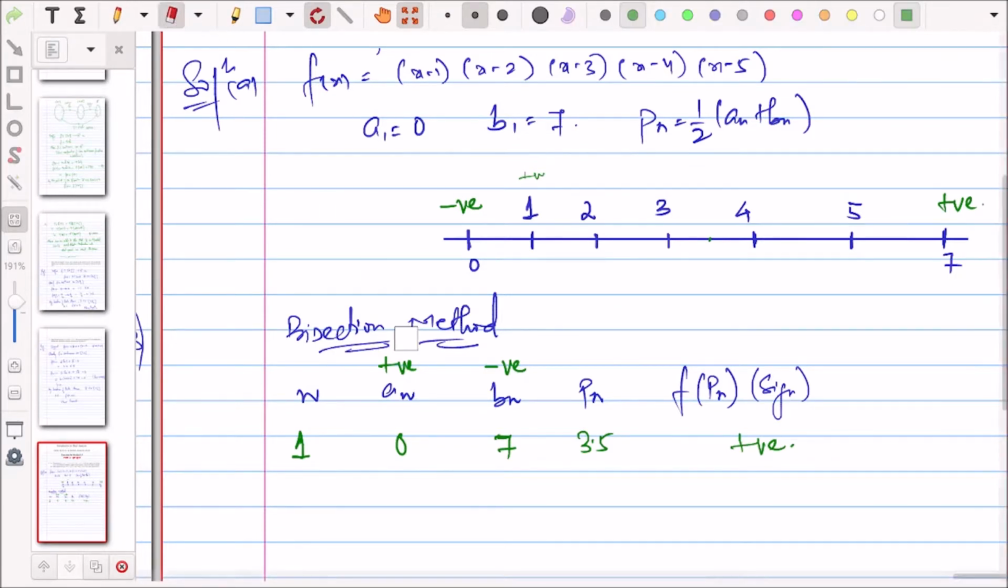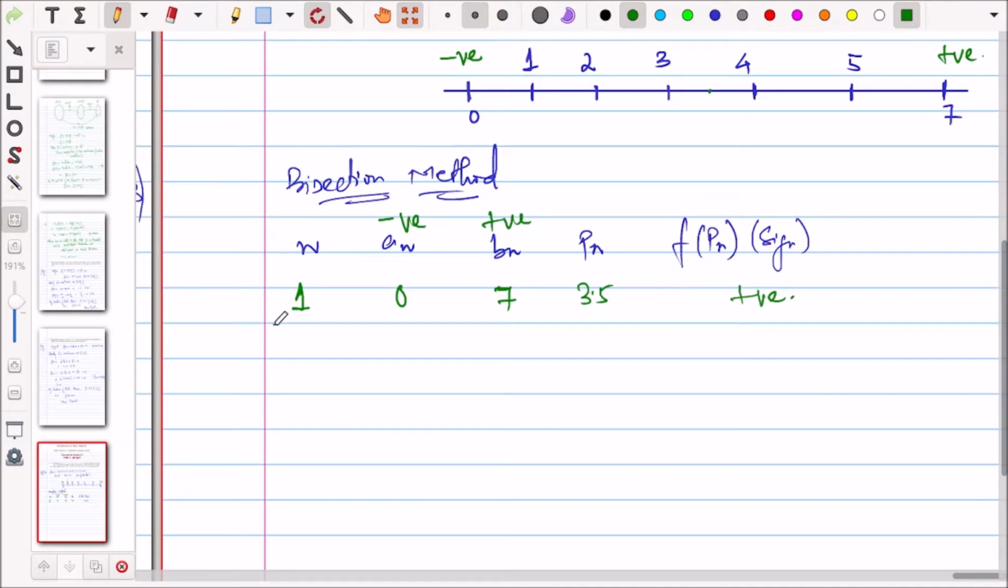So whenever the sign of f of pn comes out to be positive, then our bn will change, and whenever the sign of f of pn comes out to be negative, then our an will change. In this case, because it is coming out to be positive, our bn will change. So a2 is 0 and b2 is 3.5.